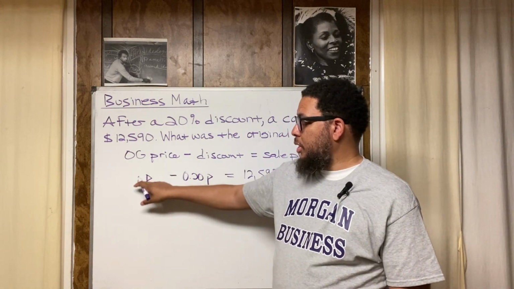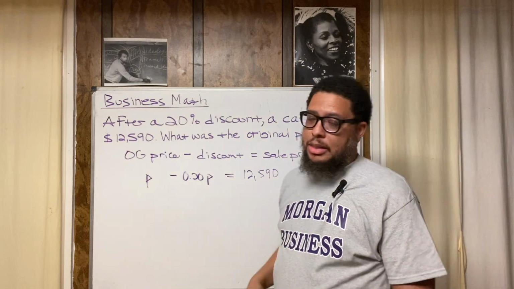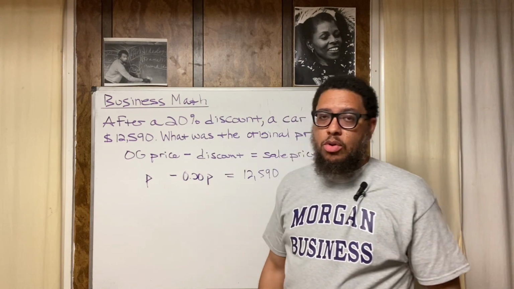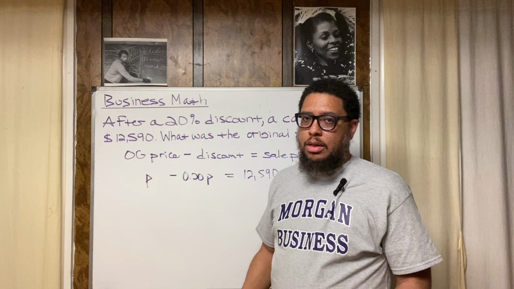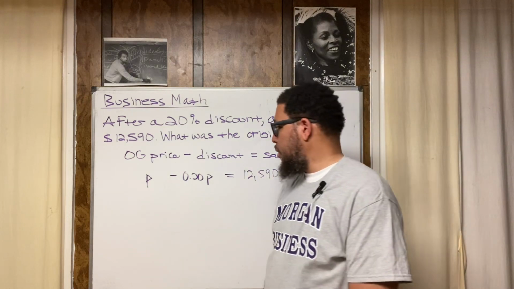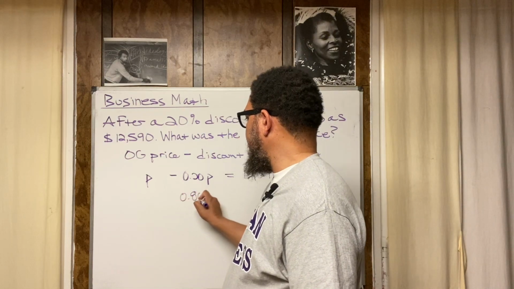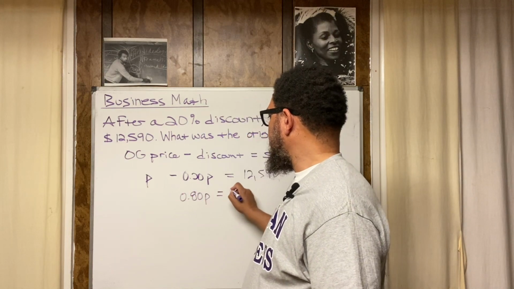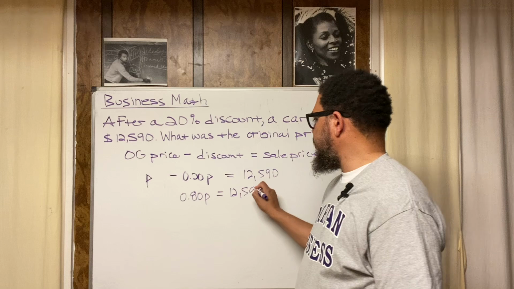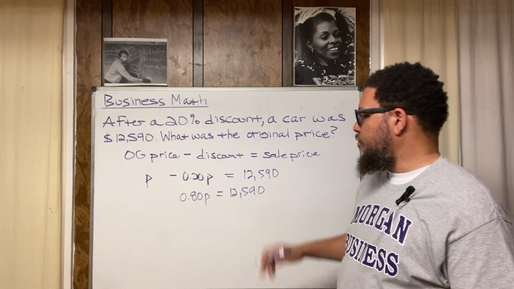So it's really 1P. If I have 1P and I'm subtracting 0.20P, that's 1 minus 0.2, or a dollar minus 20 cents. What's a dollar minus 20 cents? 80 cents. That's 0.80. So we combine these two and we get 0.80P, which is equal to 12,590.